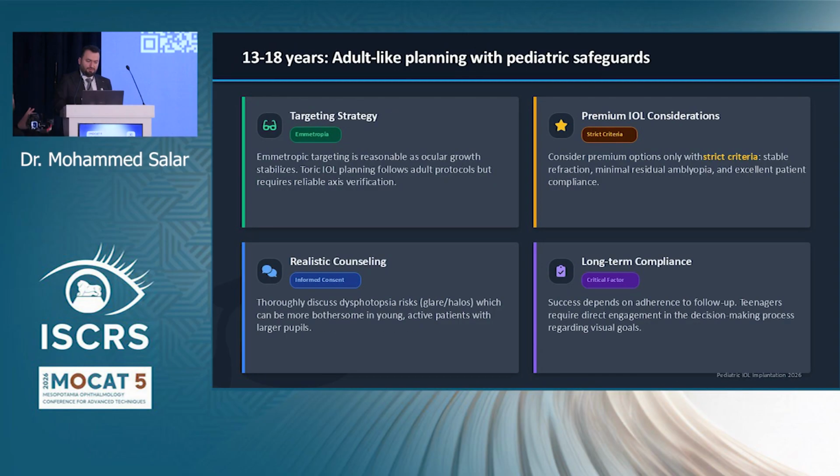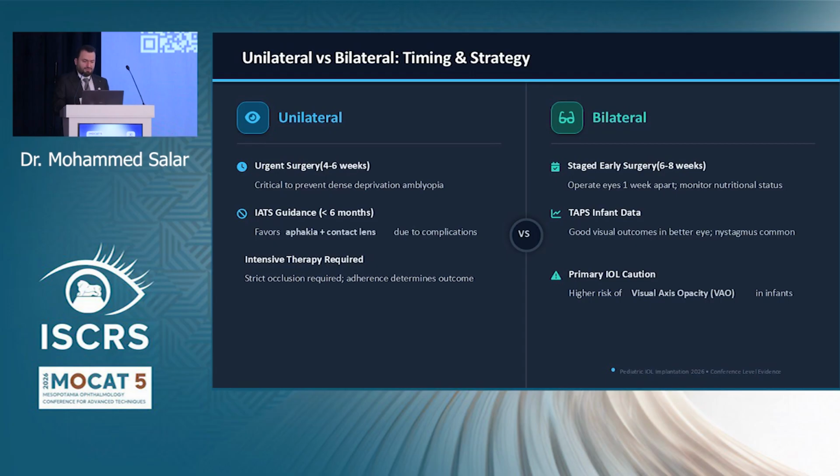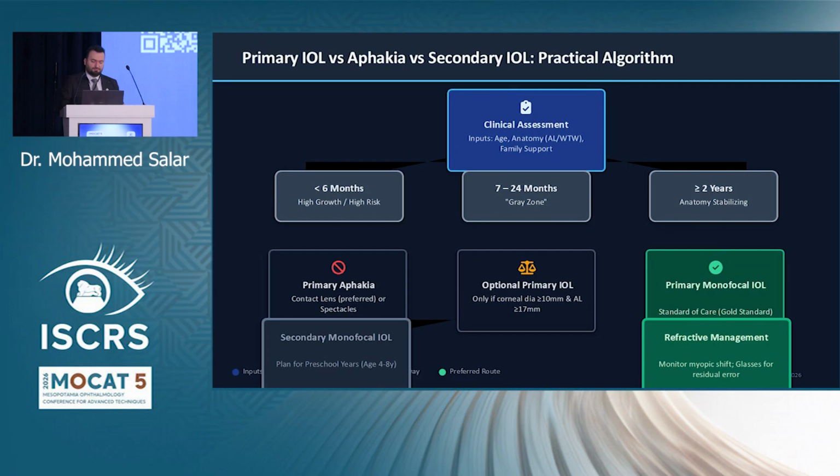From 13 to 18, we will treat the children like adults in planning, with pediatric safeguards. The target is emmetropia. We can add a toric IOL if there is significant astigmatism, but we should counsel the families about dysphotopsia risks, glare and halos, which can be bothersome in young active patients with larger pupils. This is the timing for unilateral versus bilateral surgery and strategies.